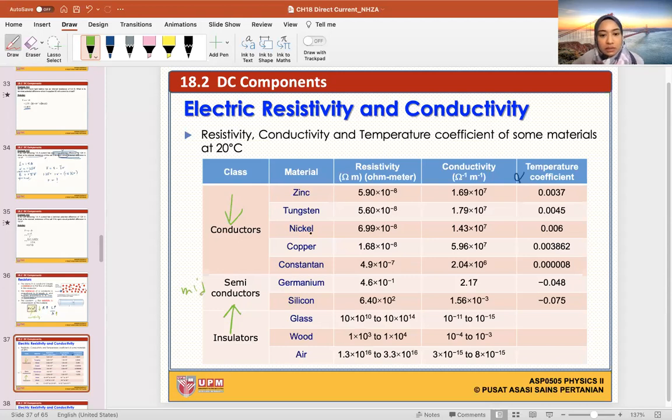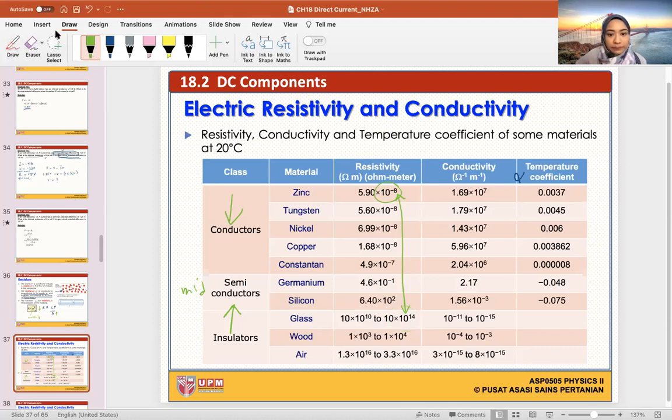Okay, so let's see: zinc, tungsten, nickel, copper, constantan, I don't know what this is. The resistivity is in the order of times 10 to the minus 8, whereas for an insulator, the resistivity is times 10 to the 14, to the power of 14. So there is a super huge gap here. You can imagine how hard it is for a charge to flow through an insulator. Typically we just say the charge doesn't flow through because it is super hard. So conductors have this magnitude for resistivity, and semiconductors should be in the mid-range.